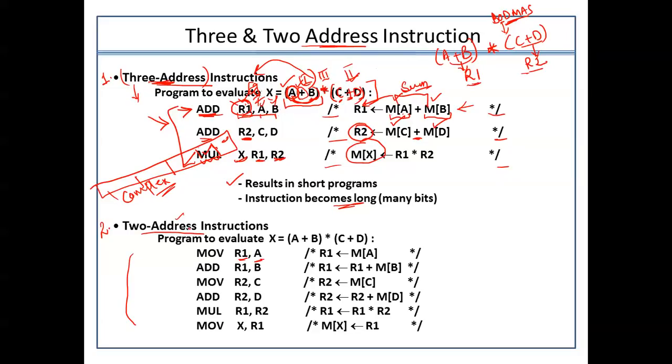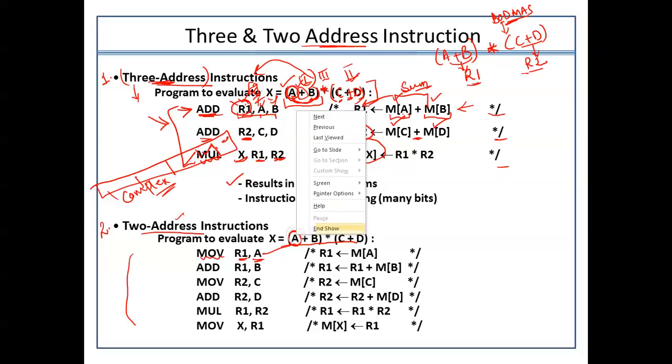Okay. Similarly, in case of two address instructions, I will take the same example, A plus B multiply C plus D. Now how does it function? Here I have to take this data first because I can only work with two addresses at a time. So what I am doing is the move operation. I will go to the memory address of A and place the data present there into this general purpose register. Okay, so this has been done.